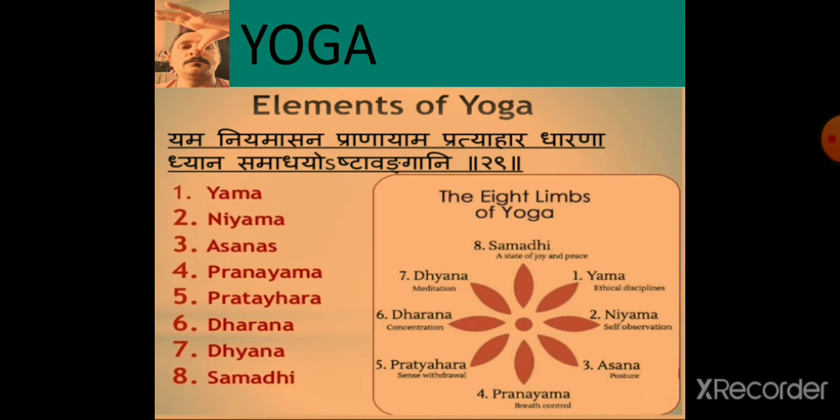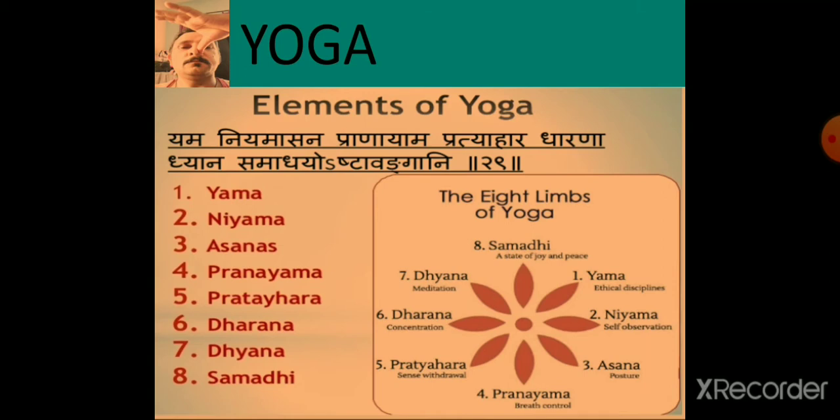So, first we must remember about these 8 elements in order. We must remember always these elements in order: yam, niyam, asan, pranayam, pratyahar, dharana, dhyan and samadhi. This is the order of learning. We cannot learn dharana after yam because there is no connection. So, yam, niyam, asan, pranayam, pratyahar, dharana, dhyan, samadhi. This is the proper order.